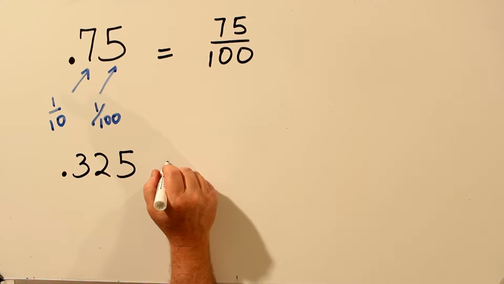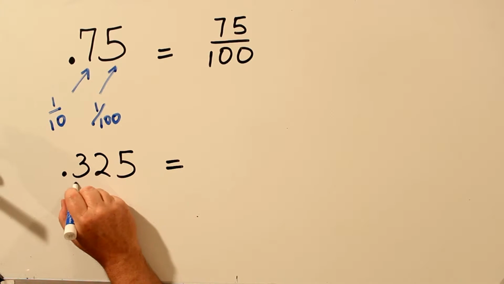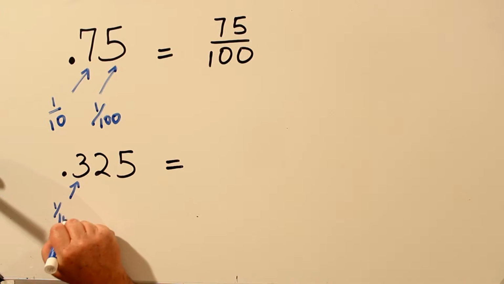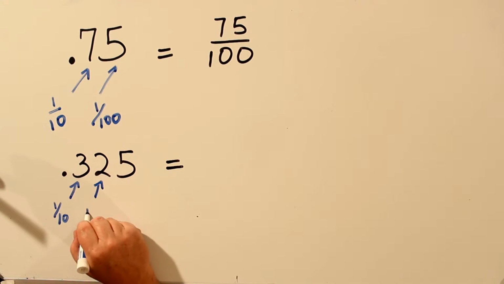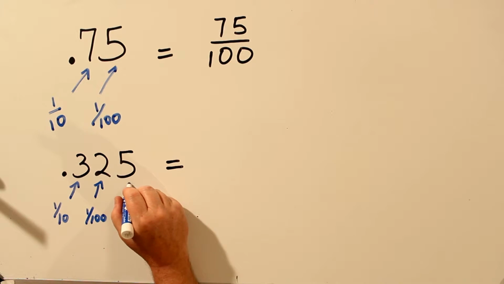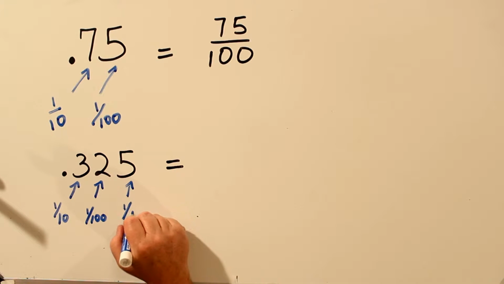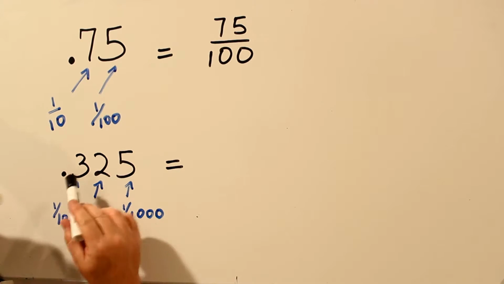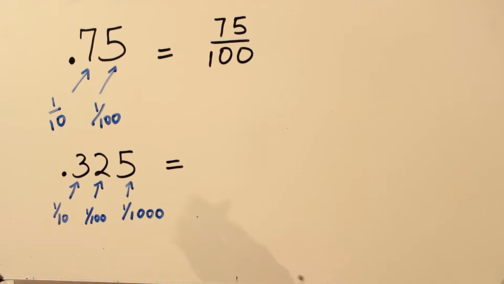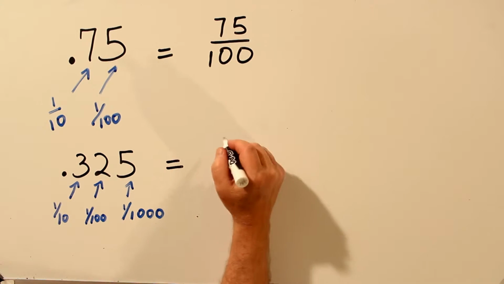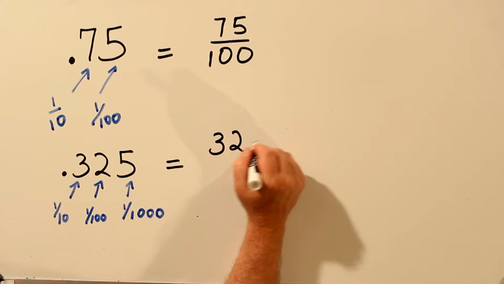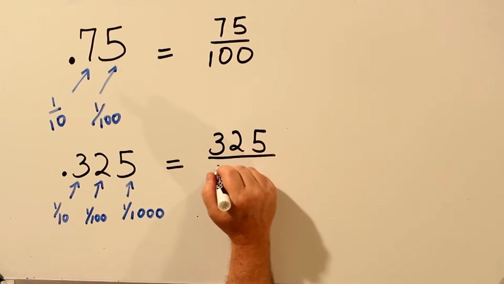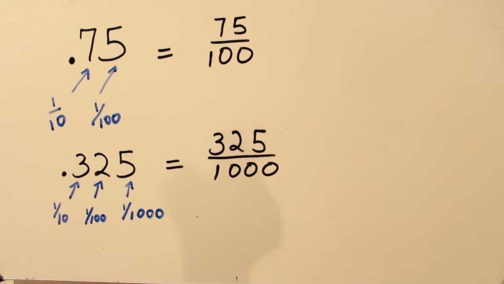0.325 to a fraction. Well, we have the tens place, the hundreds place. Now we have the thousands place. So to convert this decimal to a fraction, let's put the whole number over 1,000. And we're done. So let's make it a little more interesting.